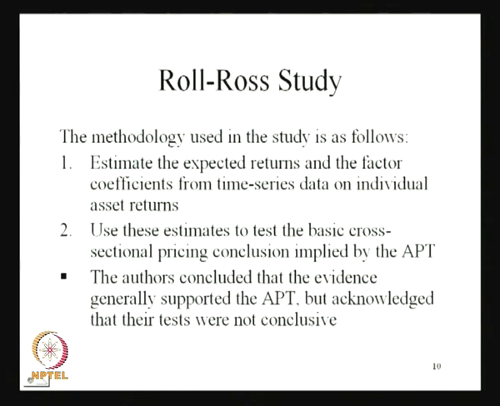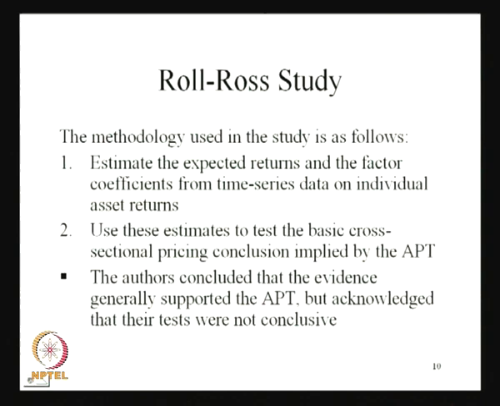First study is a very famous study given by Roll and Roche. What is the methodology and what is the results they found? First they said that they estimate the expected returns and the factor coefficients from the time series data on individual asset returns, and use these estimates to test the basic cross sectional pricing conclusion implied by the APT or arbitrage pricing theory. And the authors concluded that the evidence generally supported the arbitrage pricing theory, but acknowledged that their tests were not conclusive.